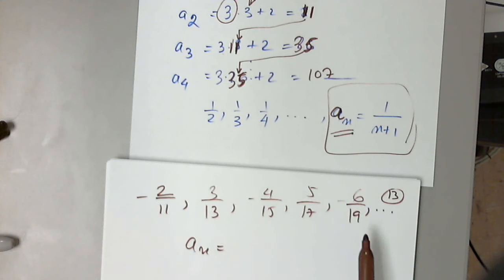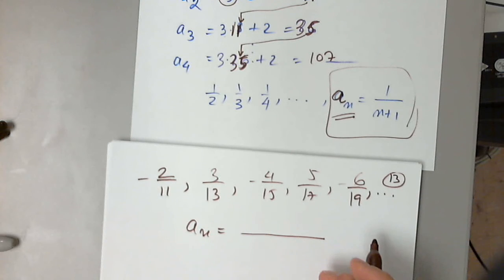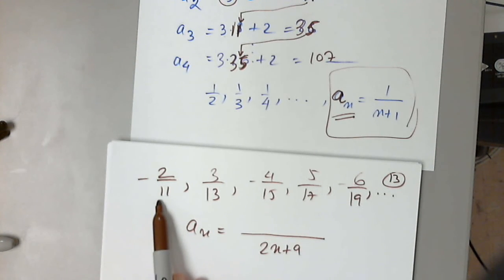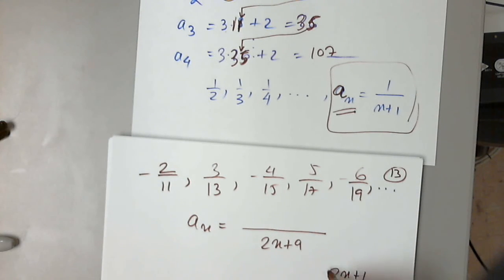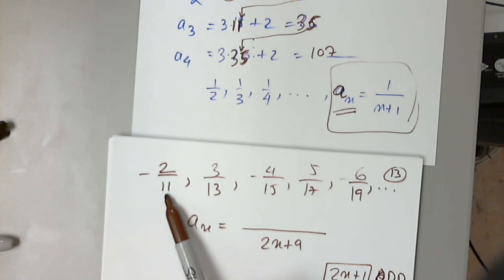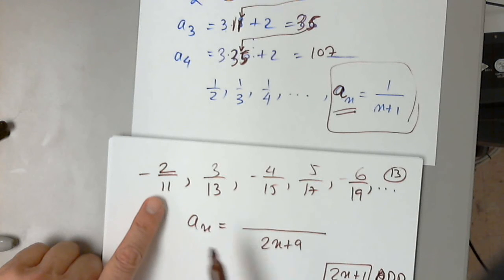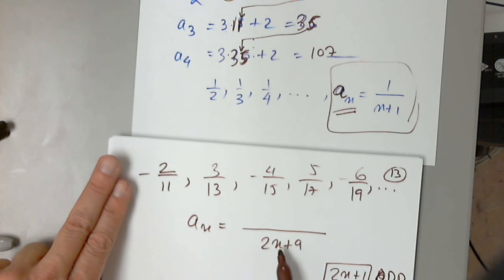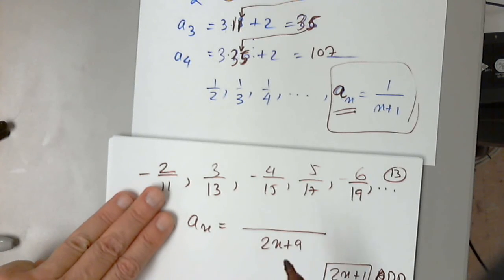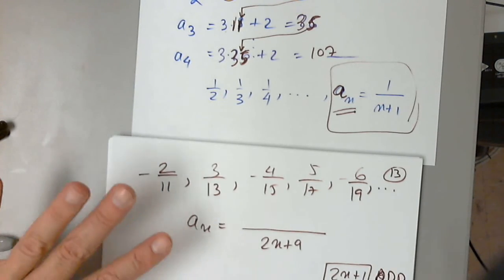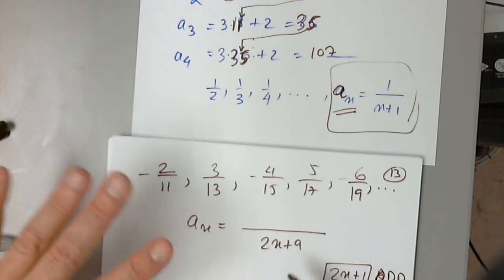Okay, so let's see what happens with the denominator. These are all odd numbers: 11, 13, 15, 17, 19. So we have several ways of coming up with the odd numbers. One of them would be 2n plus 9, because we are starting at 11. It's normally 2n plus 1 as an odd number, but because we are starting at 11. So let's see. When n is 1, 11. When n is 2, 4 plus 9. When n is 3, 6 plus 9. I'm trying not to make errors when I multiply. When n is 4, I get 17, and so on.